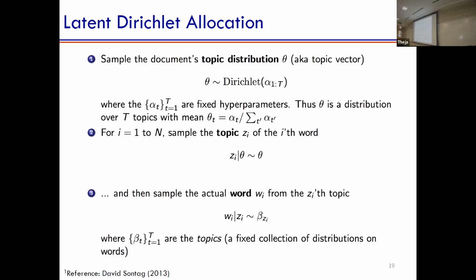So that's how you generate a 1,000-word document, via step 3. The step 3 variables, the W's, are what we actually observe. The topic assignments are not observed. Neither is theta observed. If we have a collection of documents, we only see the words, but not the topic composition or which word belongs to which topic, obviously. That's why those variables are latent variables, and that's why there's the word latent in this model definition. So what we've done is a generative description of this model.